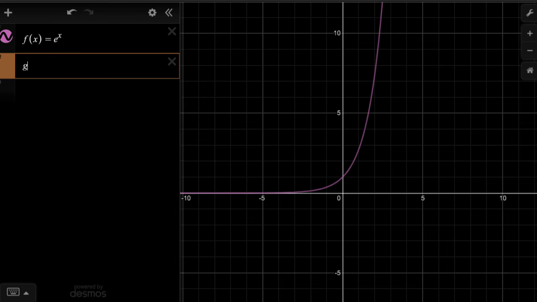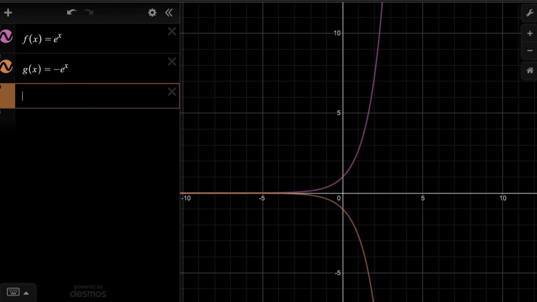Now let's say that g of x is equal to negative e to the x. And if what we expect to happen happens, this will flip it over the x-axis. So negative e to the x power. And indeed, that is what happens.